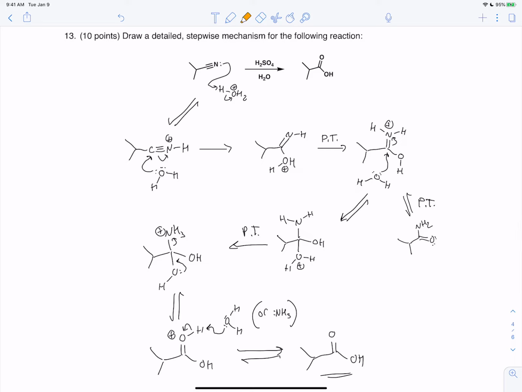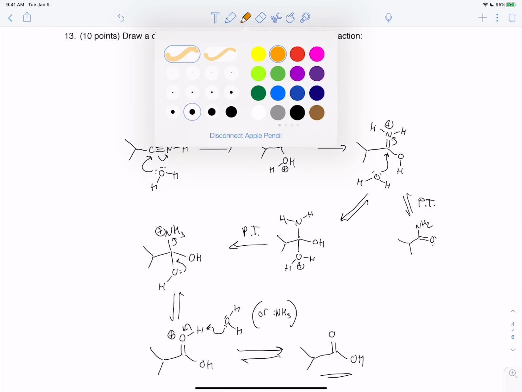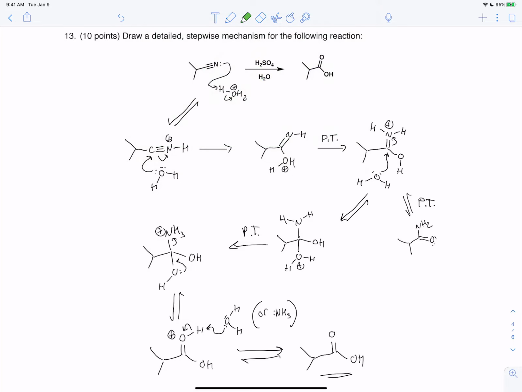(13) is a mechanism. Things we always want to note about mechanisms is what are the conditions. So we see we merely have sulfuric acid and water. That means that probably the real acid in solution will be hydronium, so it's going to be protonated water. And to get our reaction started, we have to first protonate this nitrile to make it more electrophilic for nucleophilic attack. So we see we have the protonation of the nitrile to make this nitrilium.